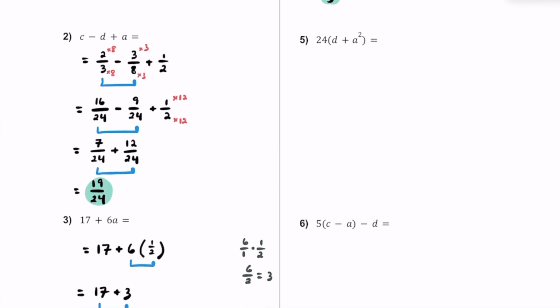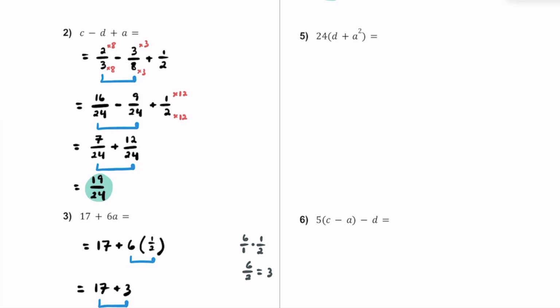All right, that'll be our answer. All right, let's check out number 5. For number 5, we have 24 multiplied by the quantity of d plus a squared in parentheses. So let's go ahead and substitute in. Let's write equals. Let's have 24 multiplied by, what's d? Now d is 3/8, so we can go ahead and put in 3/8 inside the parentheses here. Plus a is going to be 1/2. So that's going to be 1/2 raised to the second power. So if you want to use brackets, just because we have multiple sets of parentheses, feel free to do so, or just use parentheses here.